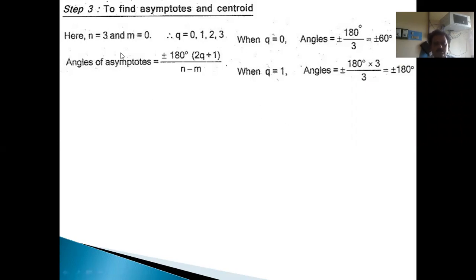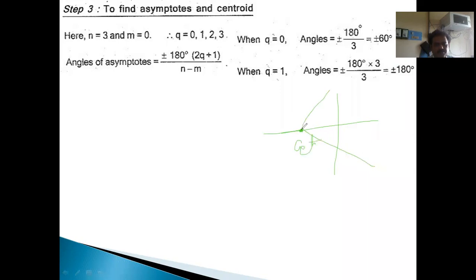Okay. Now, at q = 0 we have obtained one angle, and at q = 1 we have obtained one more angle. So at what point do we have to start this? That means the root locus. So this is 60, minus 60, 180 and minus 180. So now we have to find out the centroid.